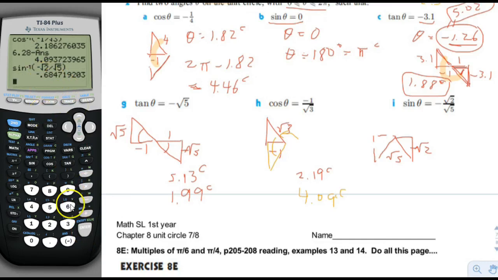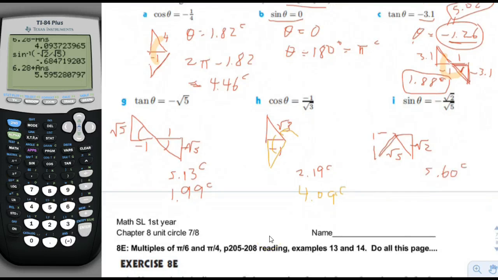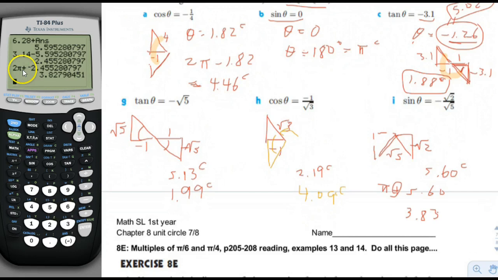Now remember, that is not between 0 and 2 pi, so to get it between 0 and 2 pi, what we could do is we could add it to 2 pi. And so one of the answers is 5.60. And the other answer we can get by doing pi minus 5.60. So we'll do pi, which is 3.14, or we could use the pi button. And then we subtract off that. And we get negative 2.45. And then to change that into an angle between 0 and 2 pi, we just add it to 2 pi, and then we get 3.83. So that's the other angle. Okay, and that's it.